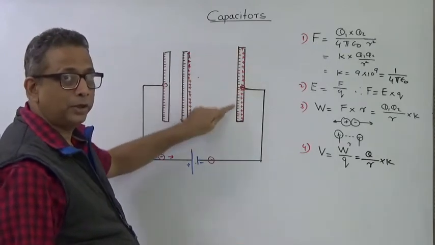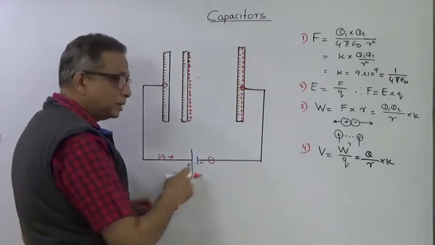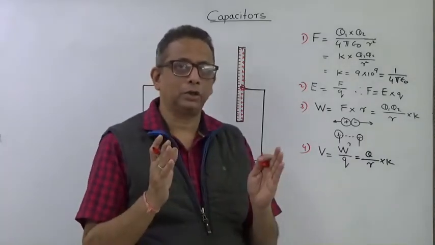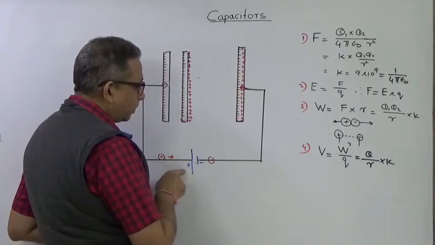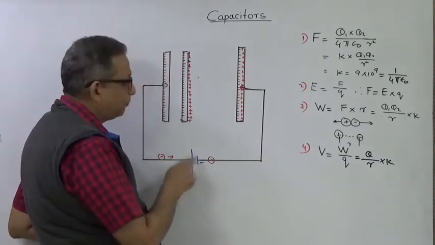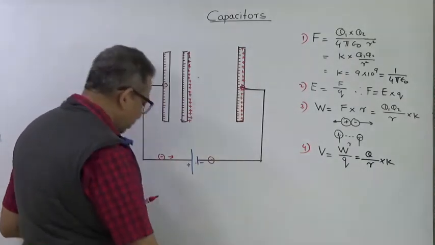This positive charge will do what? This battery also consists of positive and negative charges which are separated. So as one electron comes over here, it gets enough when it is connected over here.